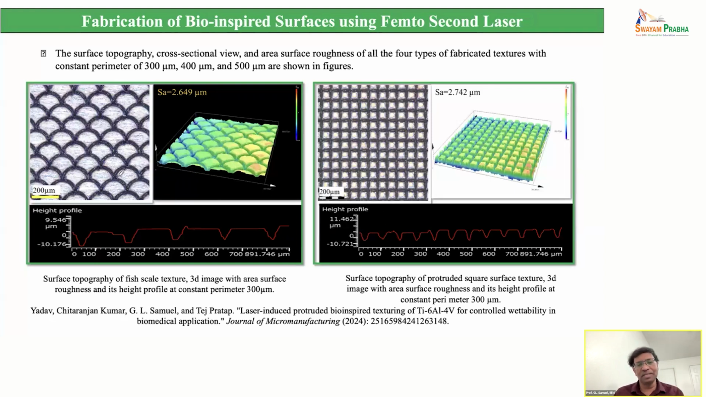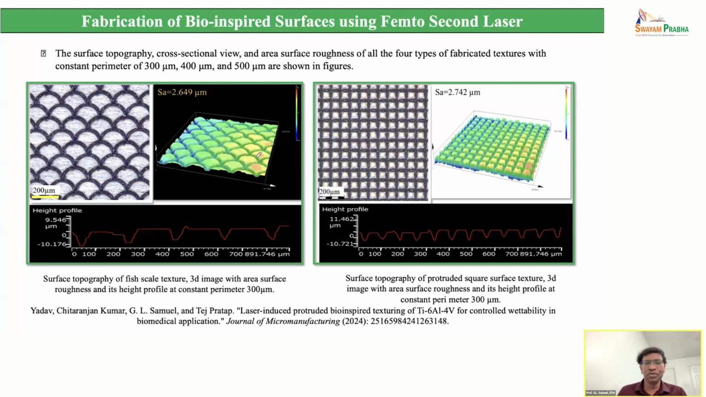So how many pulses per second? What is the frequency of pulses? That will generally be told in hertz. What should be the pulse energy? Do you want to give the full energy or control it? And what is the scanning speed? How fast will it be moving? All these things play a very important role, and if you can control them, you can get textures, beautifully controlled surfaces like this.